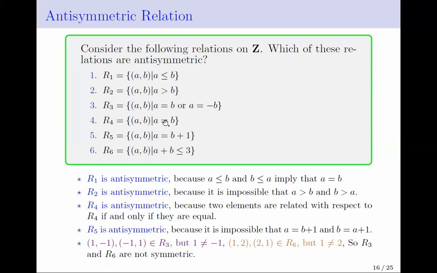A equal to B. It's clearly antisymmetric because two elements are related with respect to R4 if and only if they are equal. What about R5? R5 is also antisymmetric because it is impossible that A equal to B plus 1 and B equal to A plus 1. R6 is not antisymmetric because 1 2 and 2 1 belong to R6 but 1 is not equal to 2. Therefore, here R3 and R6 are not antisymmetric.